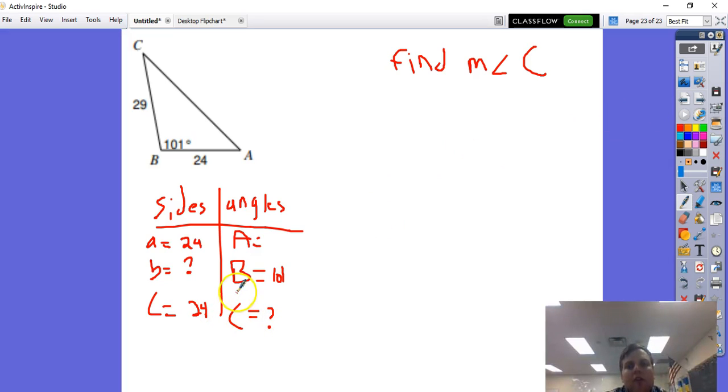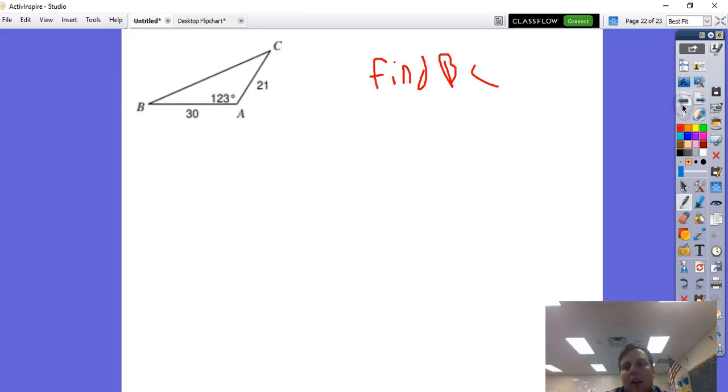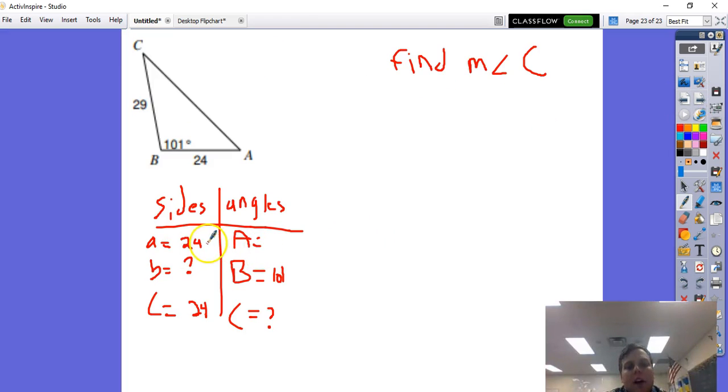So first, if I want to find angle C, let's go back and look at the formula. Well, first off, do we have a pair of opposites? No, no, no. Okay, so it's not law of sines. So that means it's got to be law of cosines, because it's not a right triangle and it's not law of sines, so it's got to be law of cosines.